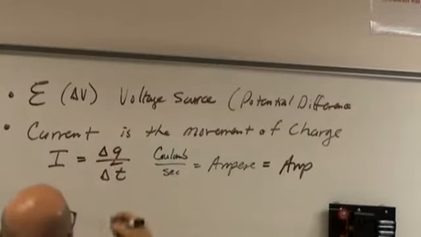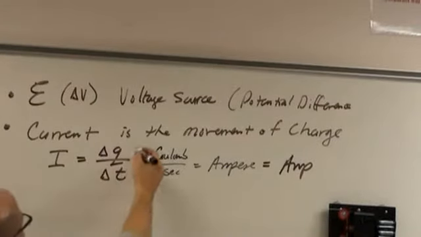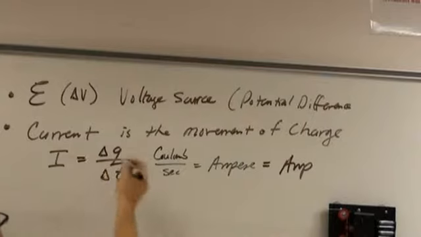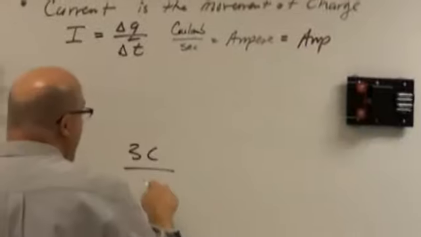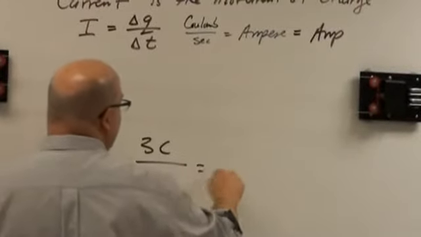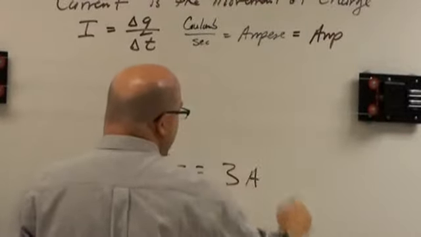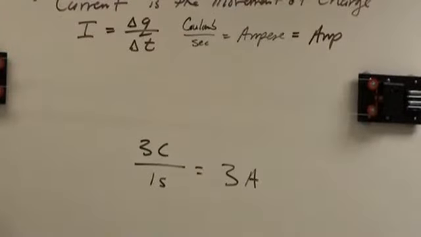So for instance, let's go through this. If that's a coulomb and that's a second, then let's say 3 coulombs of charge go past a spot in 1 second. That would be 3 amps. And the symbol for amps is capital A. All right?